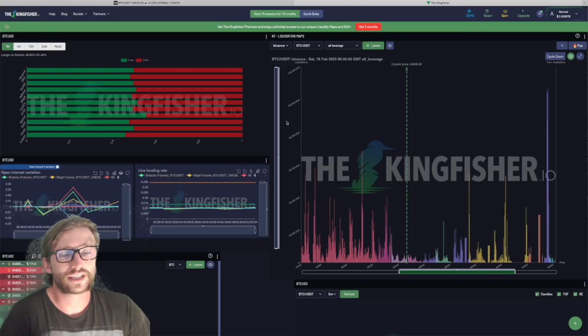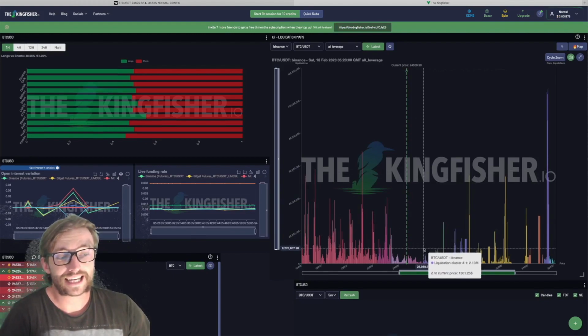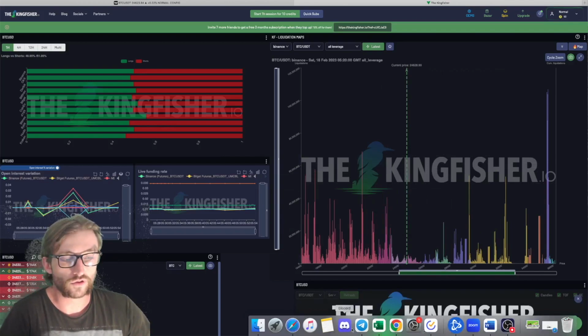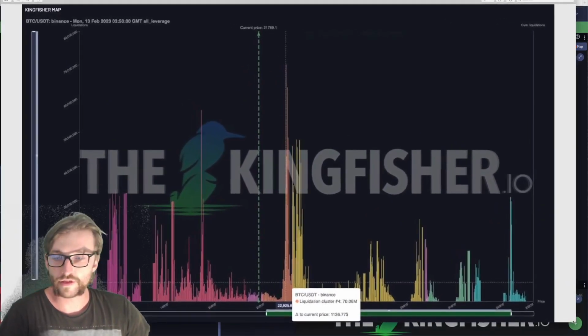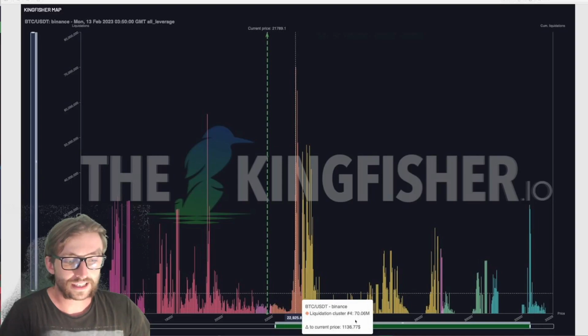Something else that is interesting, if you've been following us, especially if you're a Bulls member, you will know that we talk a lot about the liquidity maps, Kingfisher liquidity maps. And we recently had a massive, actually, I'll show you the picture from the Bulls. This one was posted on the 13th of February in the Blockchain Bulls group, talking about how massive these clusters of liquidations are above the current price. This is when the price was at 21,789 on the 13th of February. Just one single cluster was 70 million.